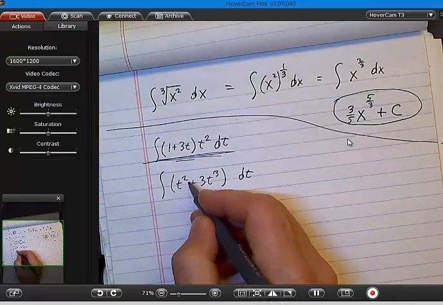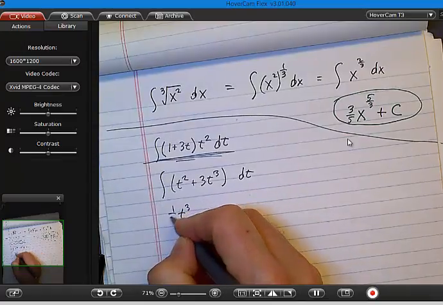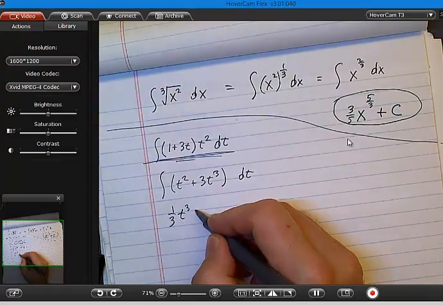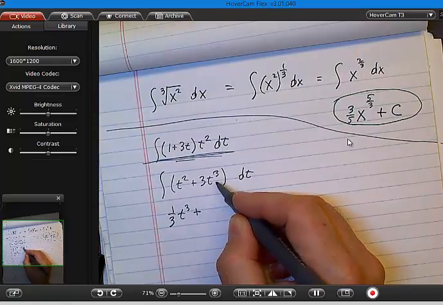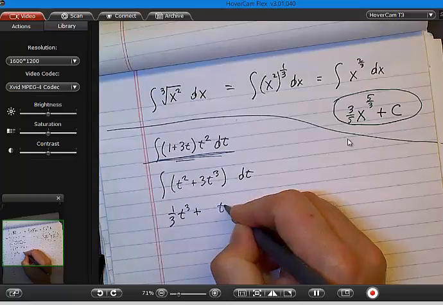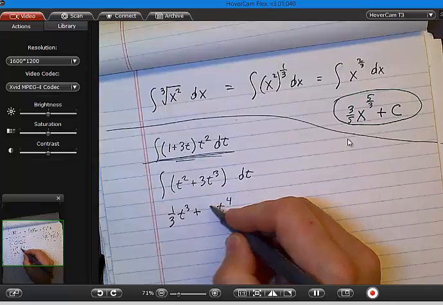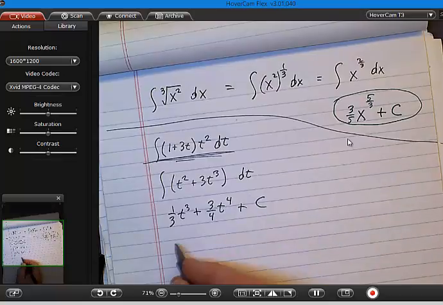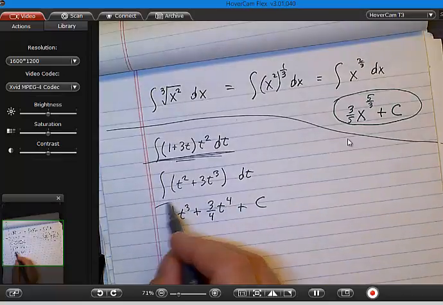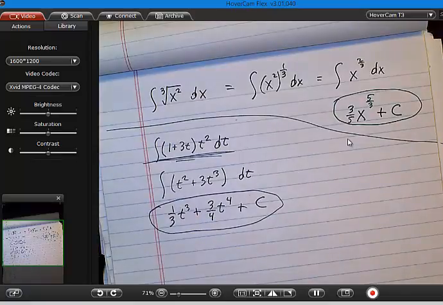I know that t squared is going to become t cubed, but what do I have to put out front? 1/3. Let me not think about the 3 for just a minute. Let me just think about the t cubed first. That's going to become t to the 4th. But now what do I have to put out front? Okay, and I had a 3. So if I put a 3/4 here, then when I took the derivative, I would be left with just the 3. Does that make sense to you?